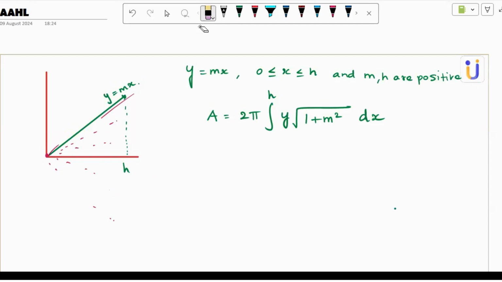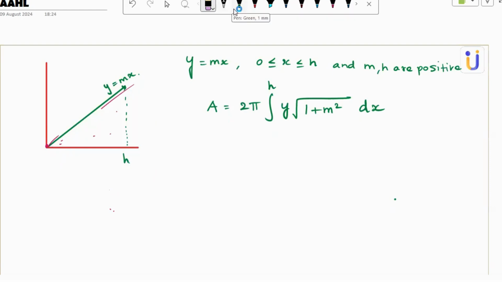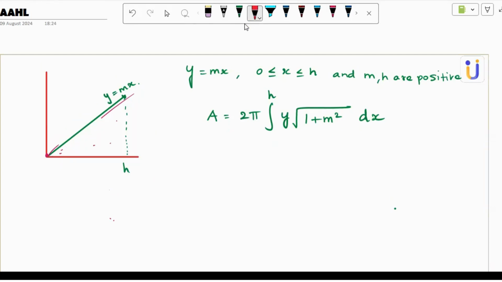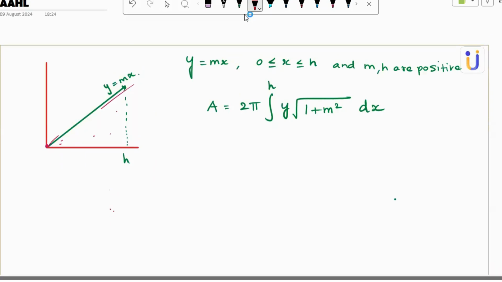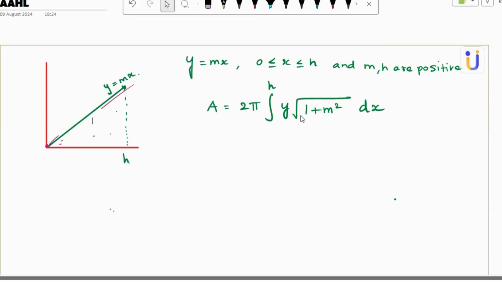Now we have to derive the surface area of the cone, and the formula is directly given to us. It will be of the form 2 pi integral from 0 to h of y root of 1 plus m squared dx. This is for any 360 degree rotation about the x-axis. Now for my cone, if I substitute, I will get the surface area of the cone. So this is the basic understanding of the first part.